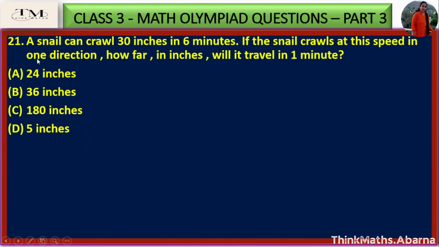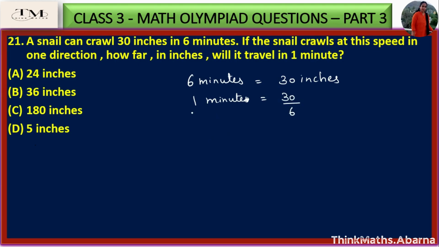21st question. A snail can crawl 30 inches in 6 minutes. If the snail crawls at this speed in one direction, how far in inches will it travel in 1 minute? So what is given? In 6 minutes, the snail is traveling 30 inches. The question is, in 1 minute, how many inches will it travel? Okay, children? So 6 minutes, 30 inches, and it is reducing to 1 minute. If it is reducing, what do we have to do? We have to divide.